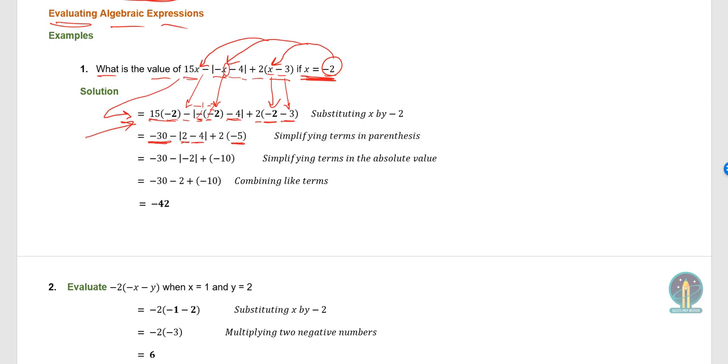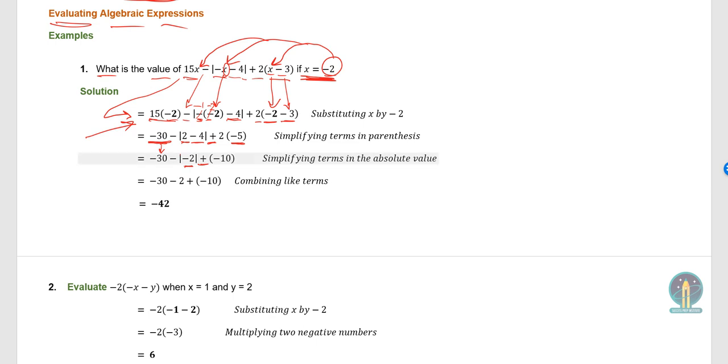So now we've gone through one layer of simplification for the parentheses. Now we can go through another layer, right? So minus 30 is just minus 30, no need to simplify it further. And then 2 minus 4 is minus 2, but then still carry over the absolute value sign because that's yet another operation that we have to do in a subsequent step. But do the subtraction first, so you get negative 2 inside the absolute value sign. And then plus 2 times minus 5.